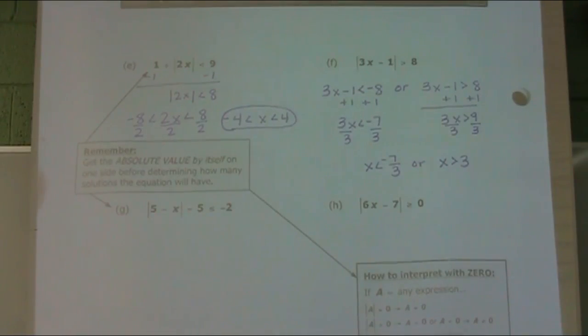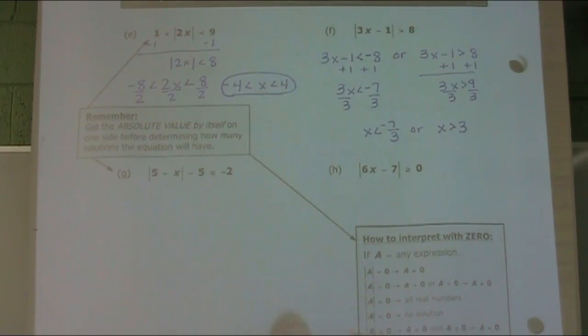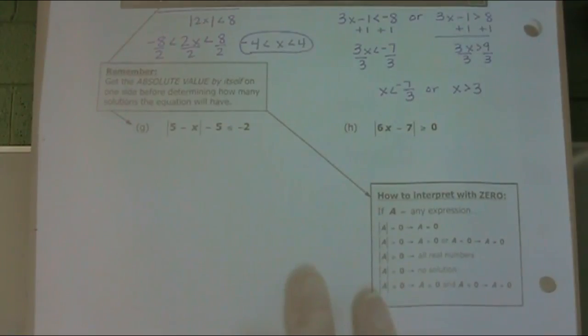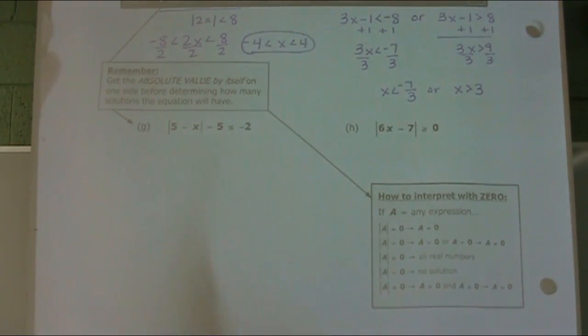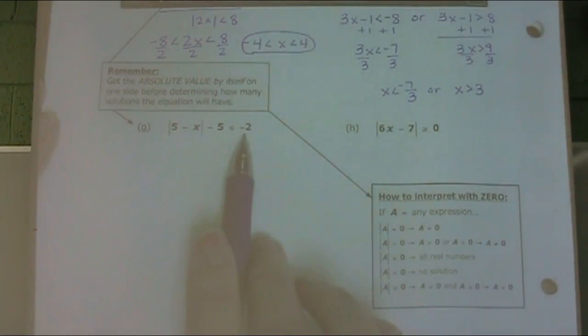So let's go to G at the bottom of the page. Again, I don't have absolute value by itself. Before I can decide what kind of solution I'm going to have, I have to get absolute value by itself. So I can't look over here and go, oh, negative number, this is either going to be all real numbers or no solution, because my absolute value is not by itself.